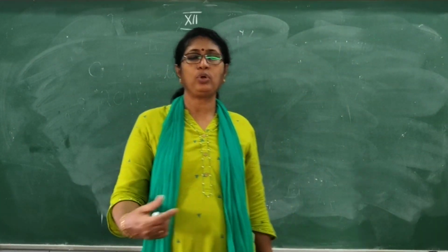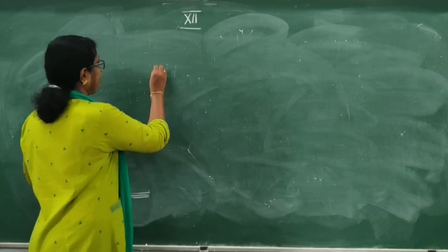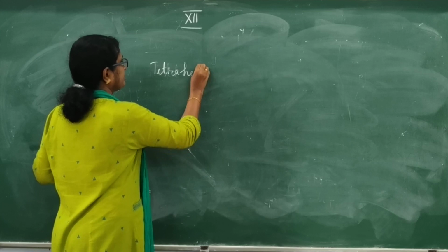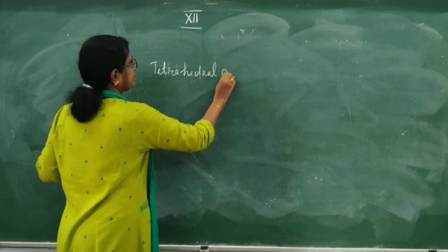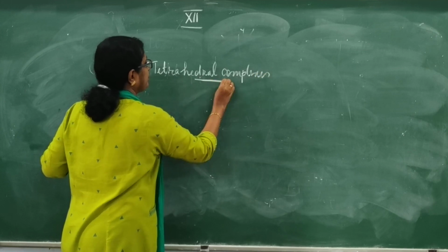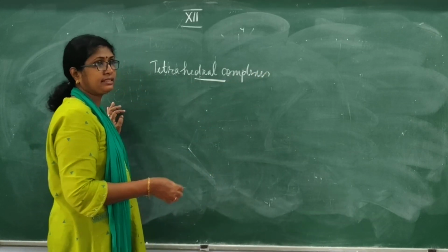So now we will go to the tetrahedral complexes. In tetrahedral complexes, the ligands approach in between the axis, in a direction in between the axis.